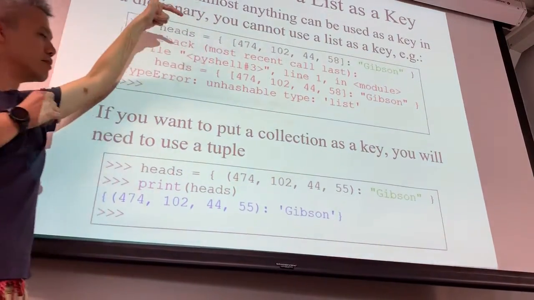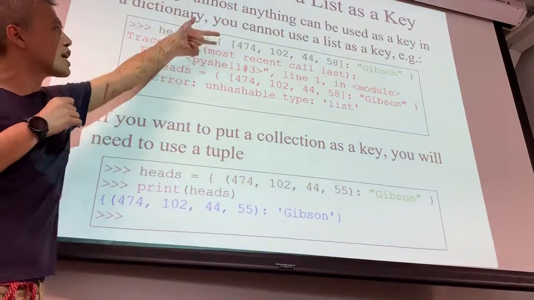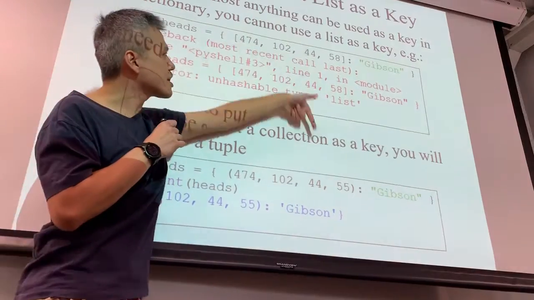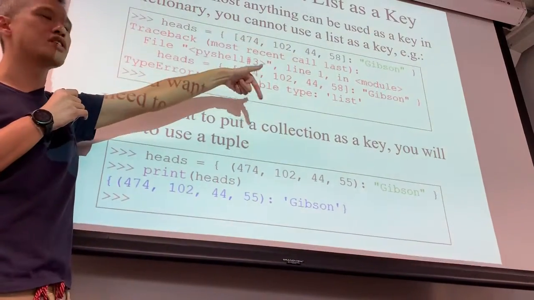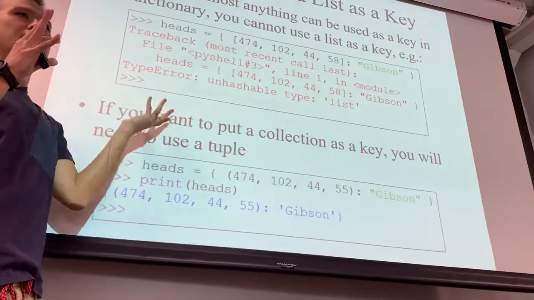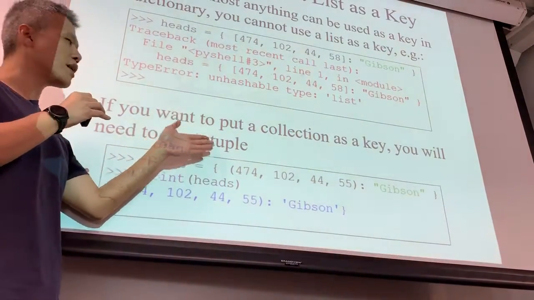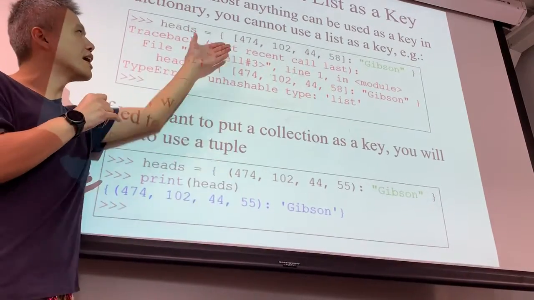So what can I do? You can only put a tuple as the key. You compare these two, and the things are exactly the same. It's just a simple numbers collection. It's just that this is a list, this is a tuple. Oh my god, why? Why is this a strange rule, so that you can only use a tuple as a key in the dictionary? I cannot use a list.